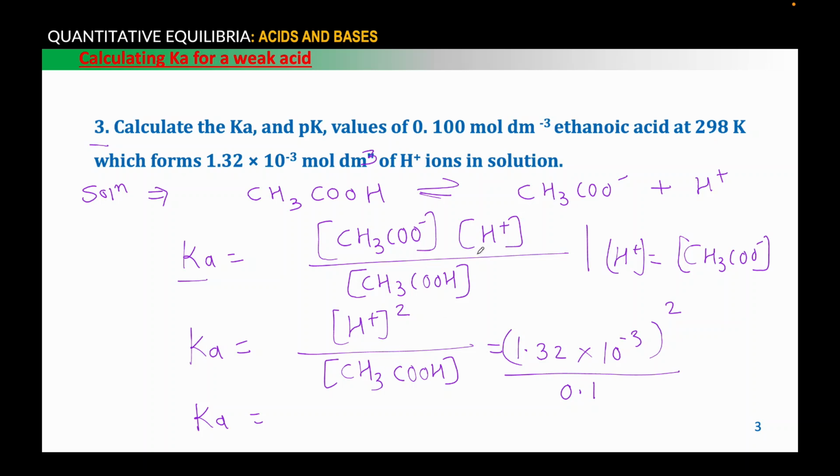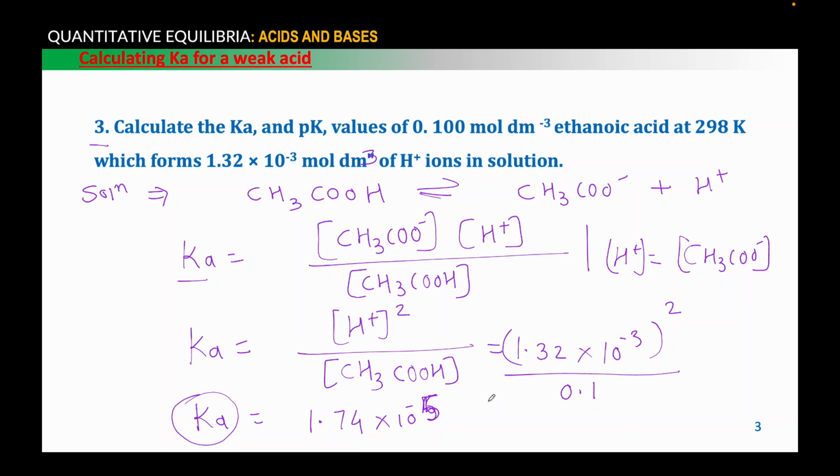And this is ethanoic acid, so its value you should know, that is 1.74 into 10 to the power minus 5. In the previous problem also, you will get this value, students. Check: 1.74 into 10 to the power minus 5. So this is the value for Ka.